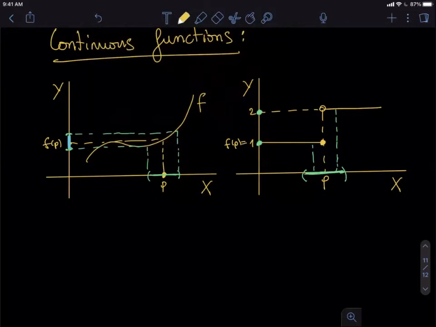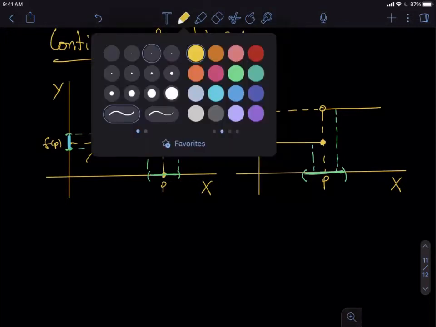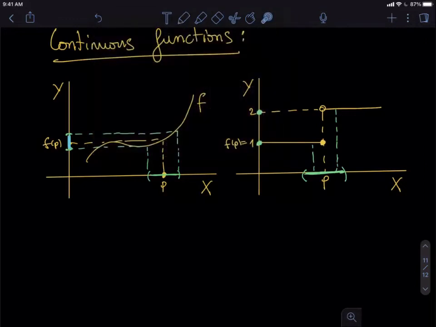And what happens if we shrink this interval here? This point 2 is fixed away from 1. So this distance between the images is not going to get any smaller. We can shrink this interval as much as we want, but this distance here is not going to change. So you see the behavior is very different from the continuous function. The closer we are to the point P, the closer we are to f of P. In the discontinuous case, no.